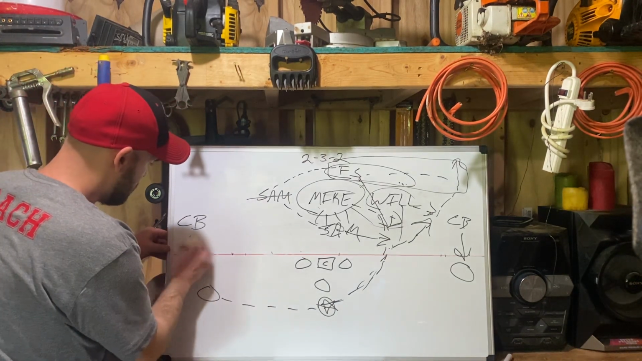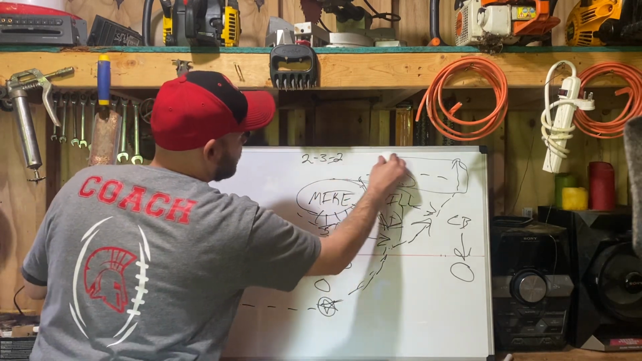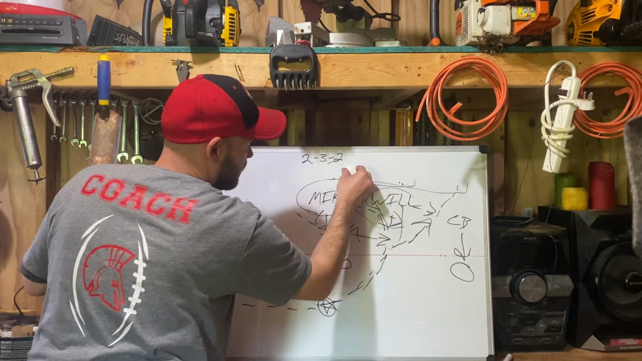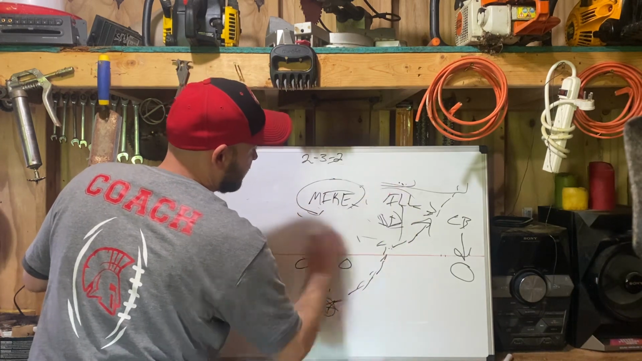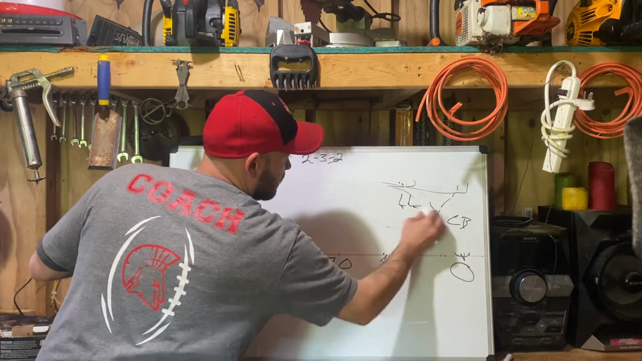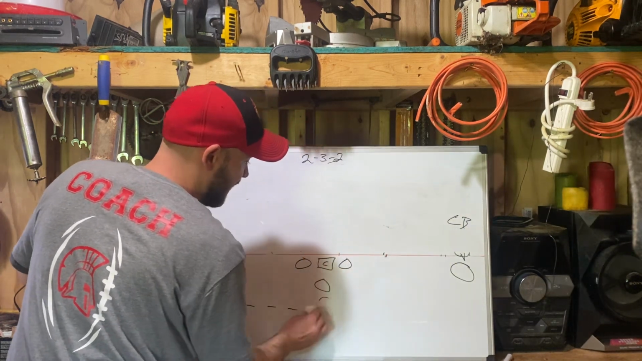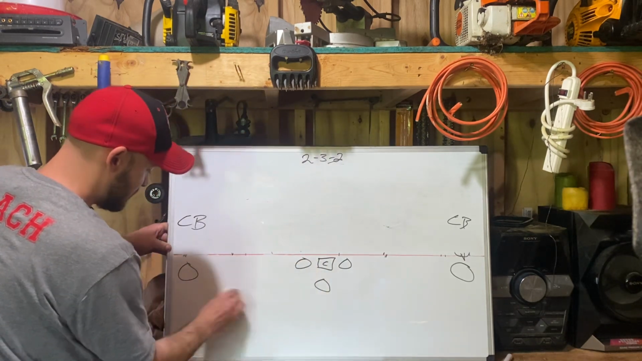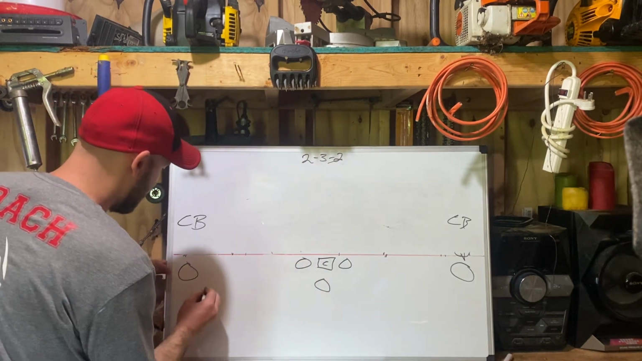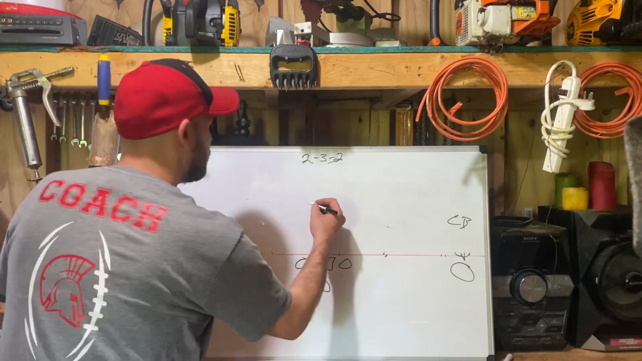So let's start over here. Let's do it one more time. Now on a fake in that scenario, same scenario, but they didn't get the ball. They didn't give it to this slot back.